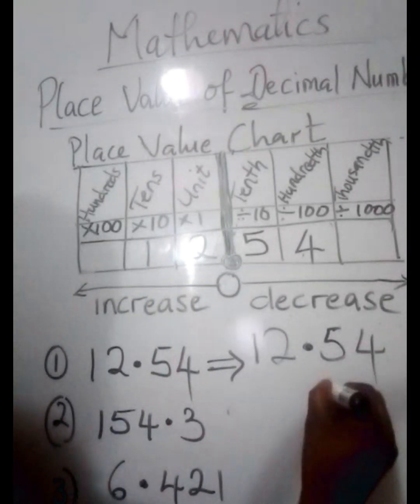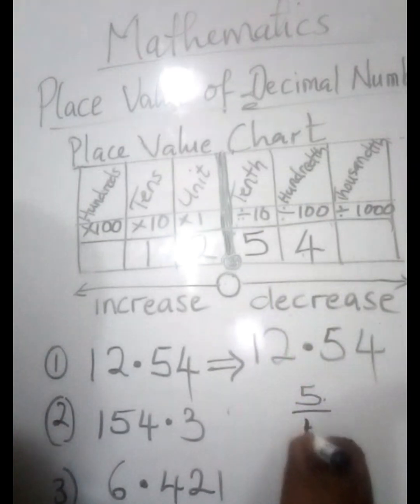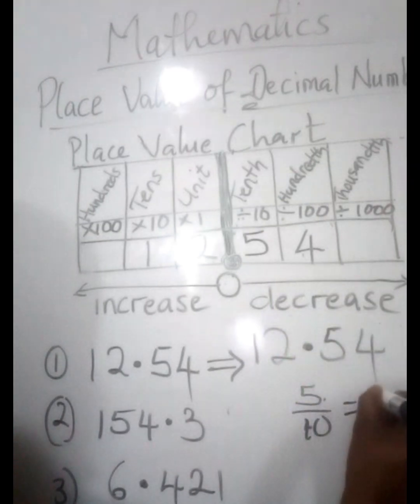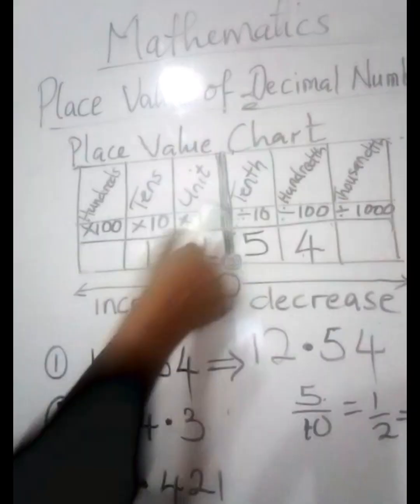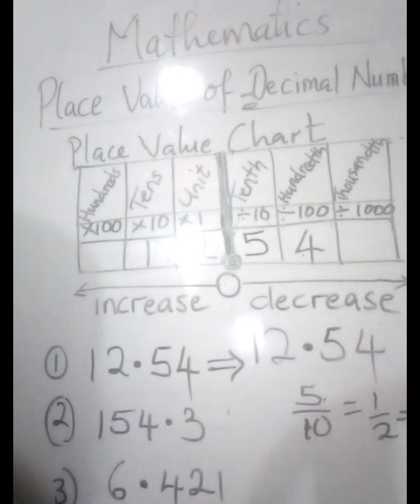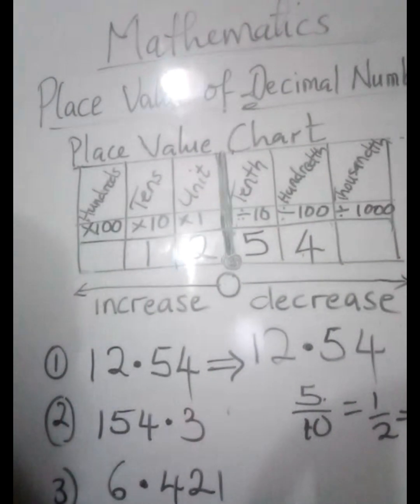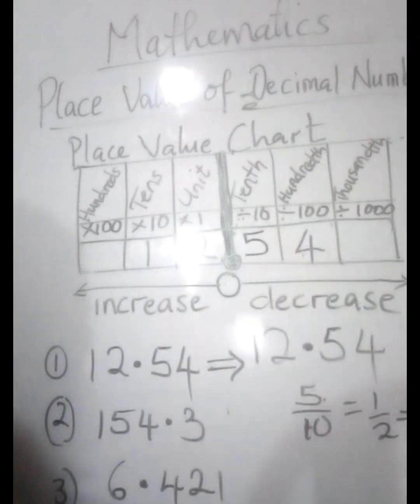The value of this 5 here is 5 divided by 10, and that is the same thing as half, or 0.5. That's the value of this 5, it's 0.5, it's less than 1. And then what about the 4? What's the value of that 4? The value of that 4 is 4 hundredths. This is 5 tenths. This is 4 hundredths.